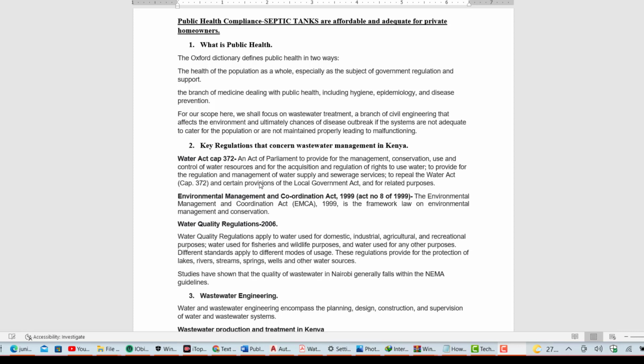So other attempts that have been enacted by our legislature, the Parliament of Kenya, is the famous EMCA, Environment Management and Coordination Act of 1999, which put up a legislative framework that came up with the famous NEMA, National Environment Management Authority. I think NEMA has tried in terms of environmental management.